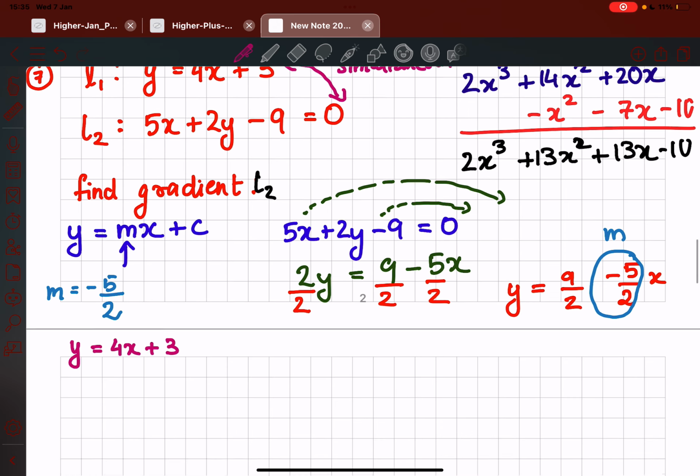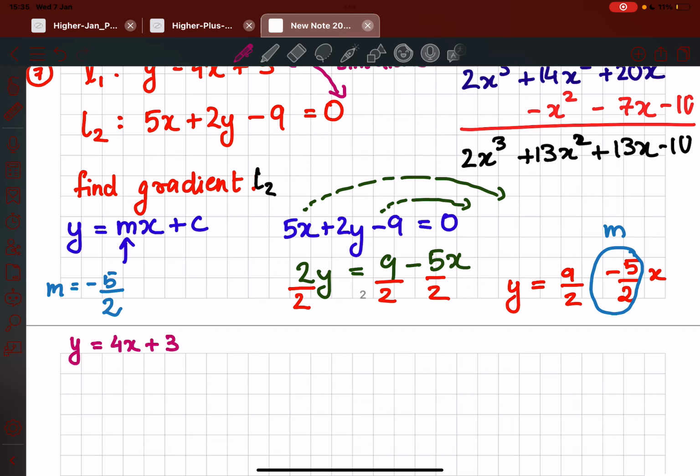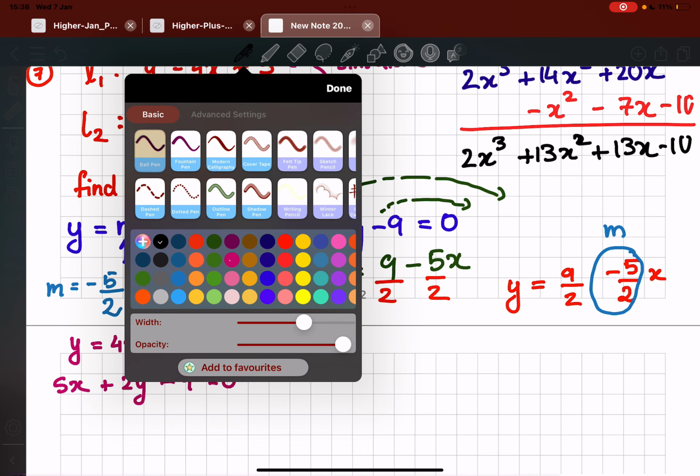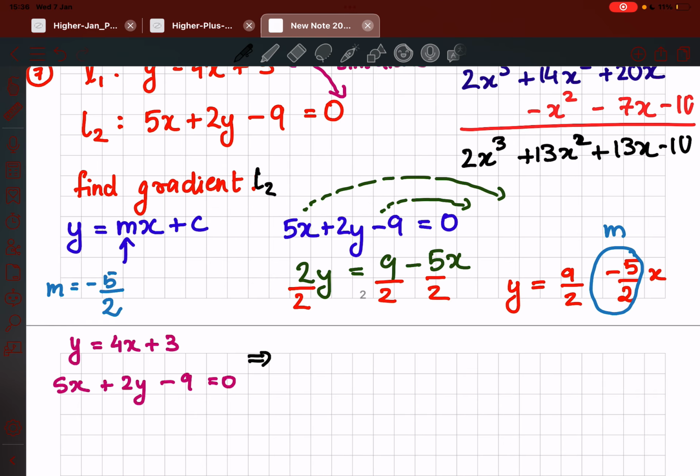And the other one is 5x plus 2y minus 9 is equal to 0. Let's make them into the pattern that we are most familiar with. So we'll keep 4x minus y equals minus 3. Basically, I've swapped between these 2 guys. And the next one would be 5x plus 2y equals 9. So we've got these 2 here.